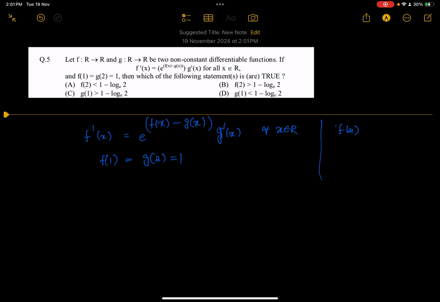So basically we have two functions f and g, both are non-constant differentiable functions running from R to R. And there is an equation given in the question involving the derivatives of these functions and the functions. So this is the equation for all x belonging to real numbers. It is also given that f of 1 is equal to g of 2 is equal to 1. And we have to comment on f of 2 and g of 1.